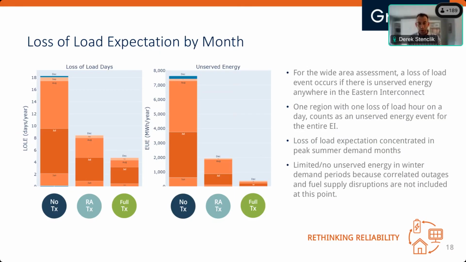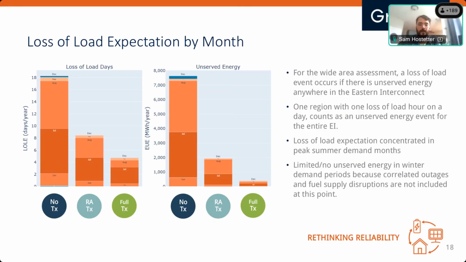You see a lot of orange bars, different shades of orange, with a lot of risk concentrated in June, July, August, September. Only a little bit of blue. I think you're seeing Winter Storm Elliott pop up there, if I'm not mistaken. We see a few times where that did cause unserved energy. But again, we are acknowledging that we're not capturing that correlated outage risk on the thermal fleet.